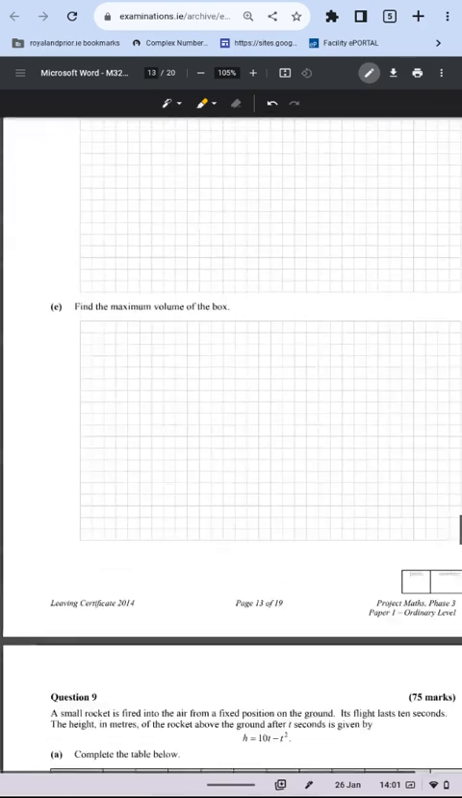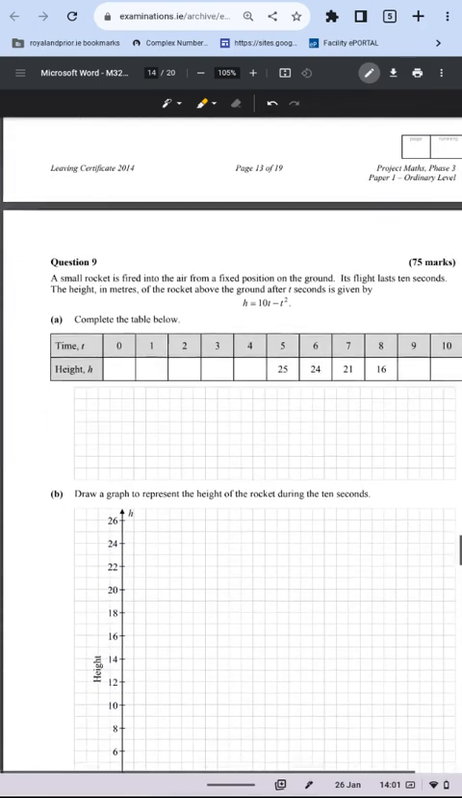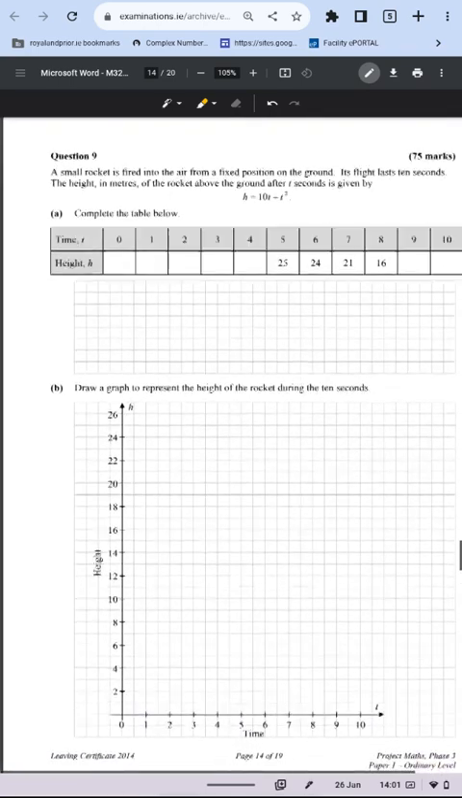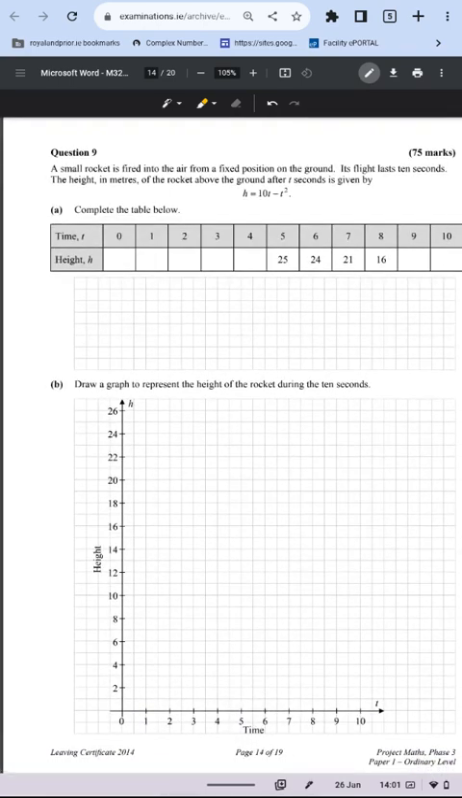And that there as well. I'll start with this one. It's question 9. See how time goes in between classes here.